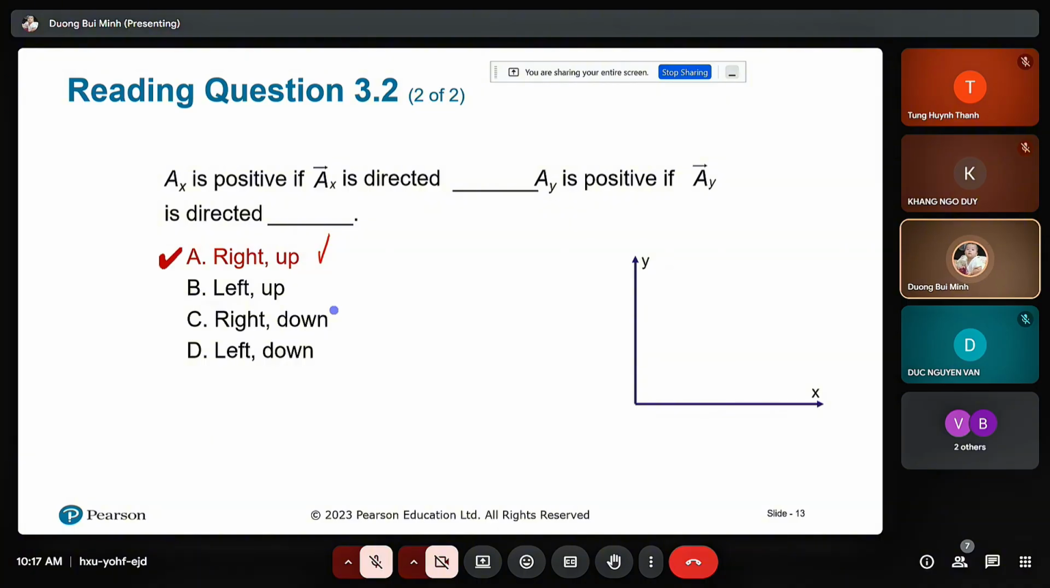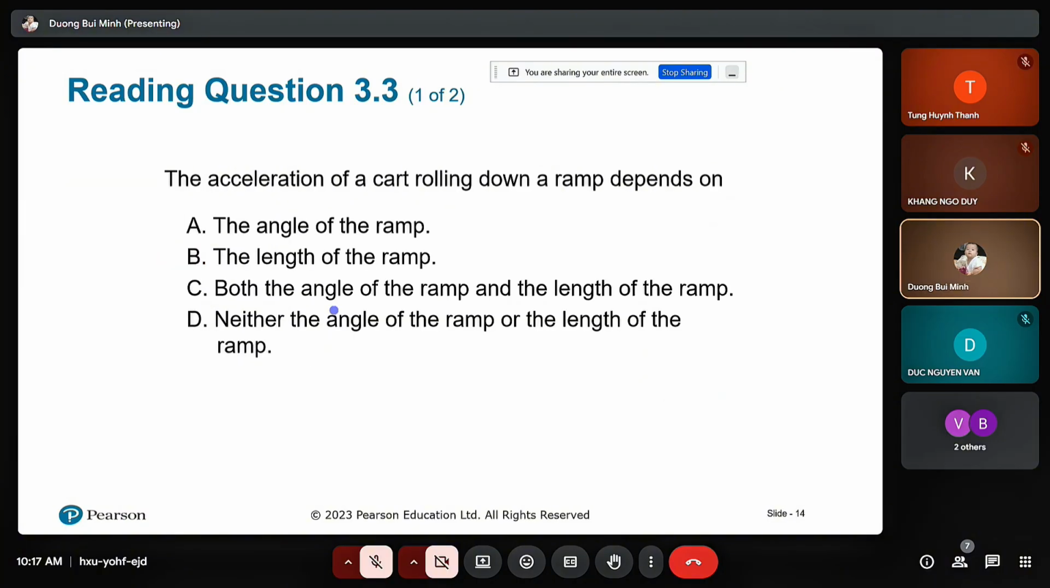Okay, before we consider two or three dimensions of the moving objects. The acceleration of a cart rolling down a ramp. We have a ramp. This is the ground, right? And we have a cart here, rolling down.